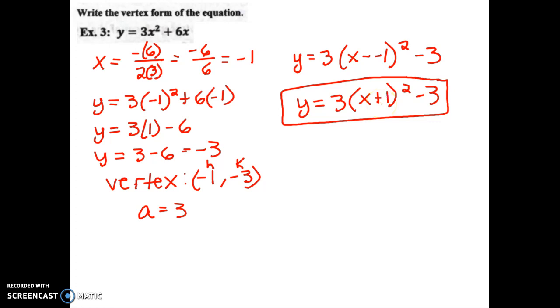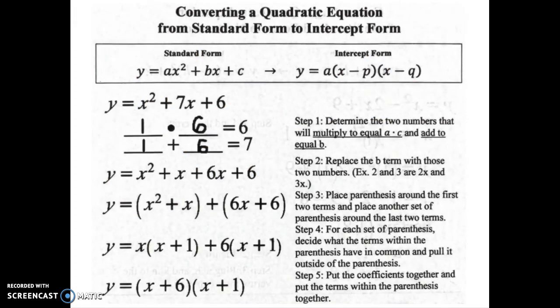All right, now the last thing we're going to look at is converting from standard form to intercept form. So this is going to be the most complex, which is why I saved it for last. So I'm going to make sure that I go through step by step while working through this. So with example 1, the first thing that we have to do is determine what 2 numbers will multiply to equal A times C and add to equal B. So remember, this is our A, this is our B, and this is our C.